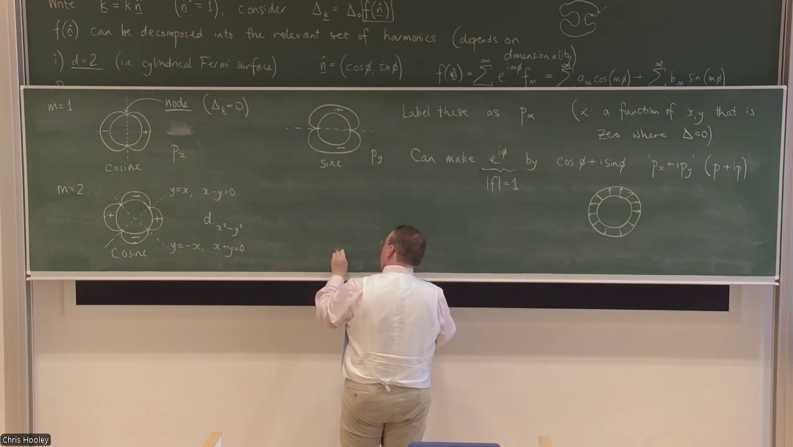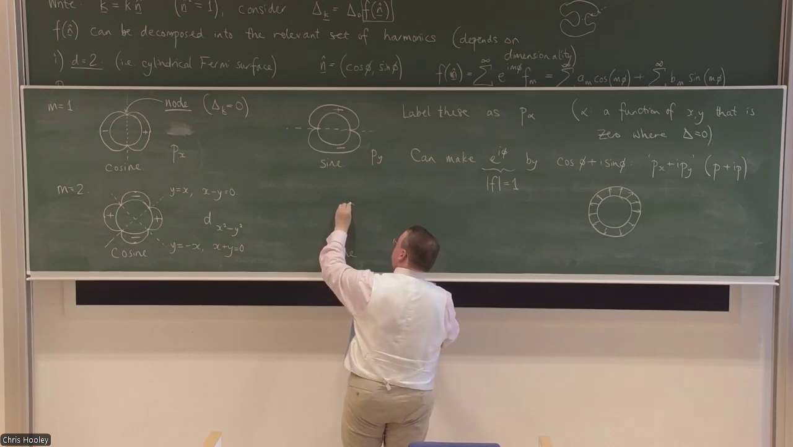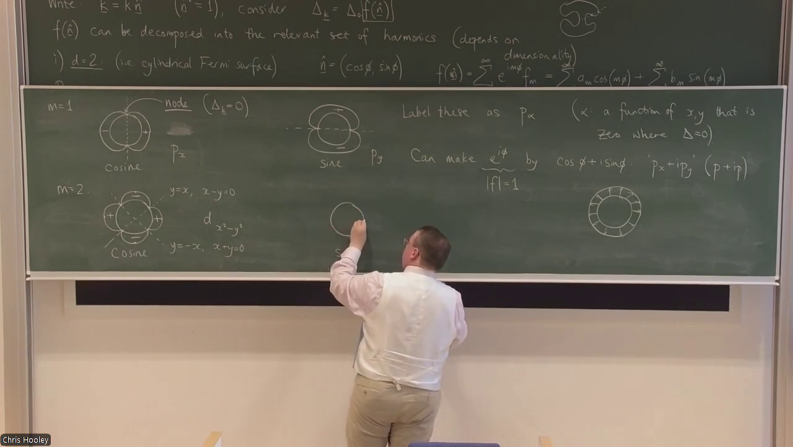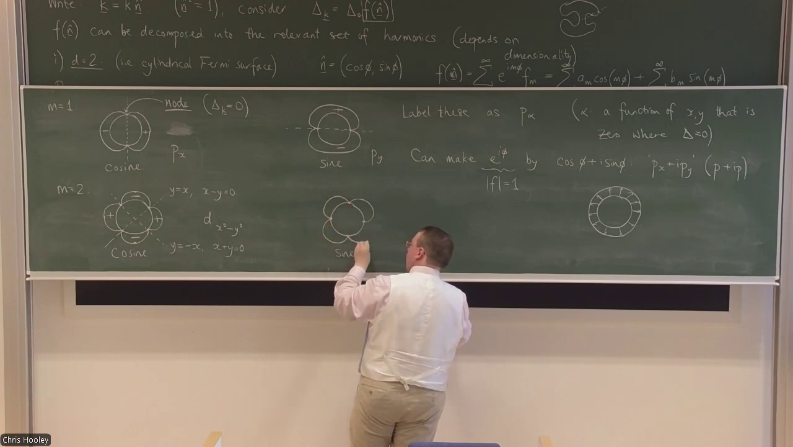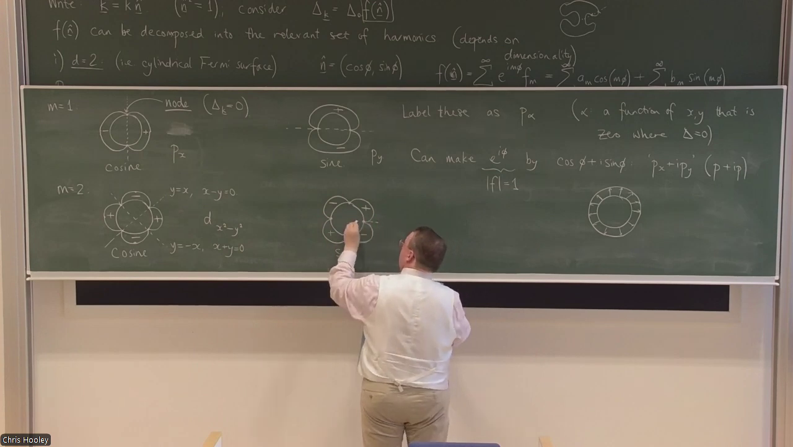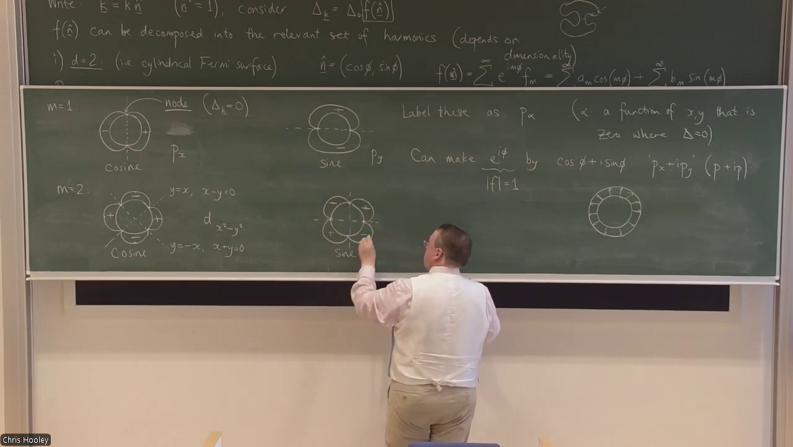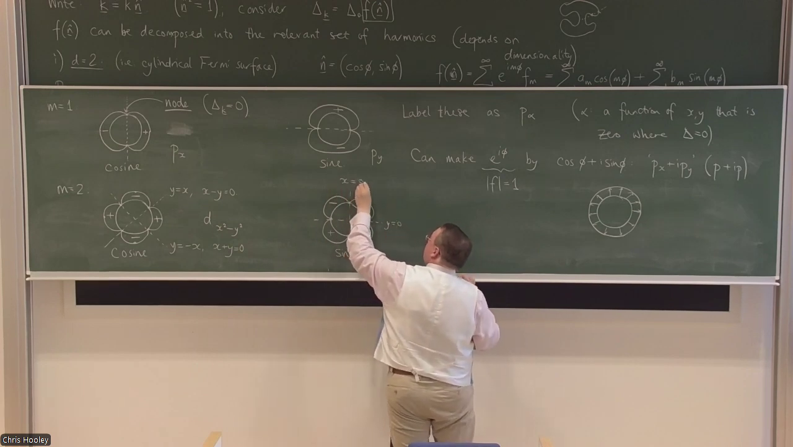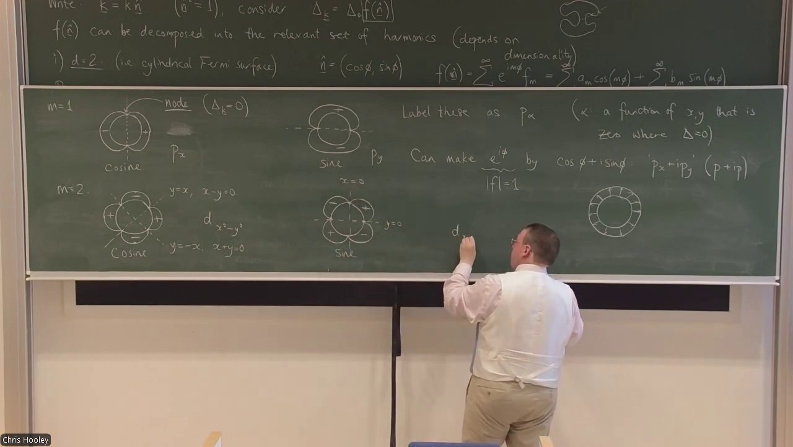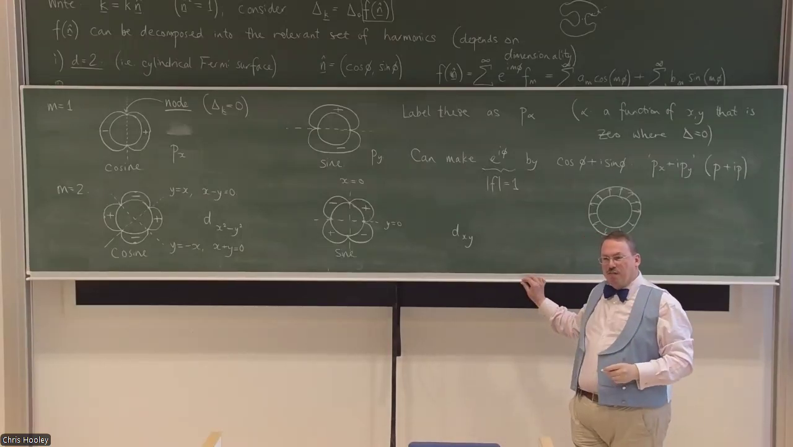And then the sine harmonic now has its nodes at the principal positions, plus, minus, plus, minus. And this is easier because clearly this is the line y equals 0. This is the line x equals 0. So the nodes now are where xy vanishes.